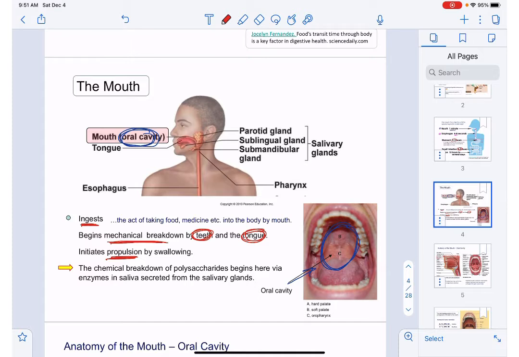And we're also going to get a little digestion that's going to occur here. I wrote this as chemical breakdown, but that's what we refer to as digestion. And we're going to get a little digestion of carbohydrates, of polysaccharides. And this is going to occur because the salivary glands are secreting saliva into the oral cavity, and there's an enzyme in that saliva that's going to start to break down polysaccharides. It's going to start to break down carbohydrates.